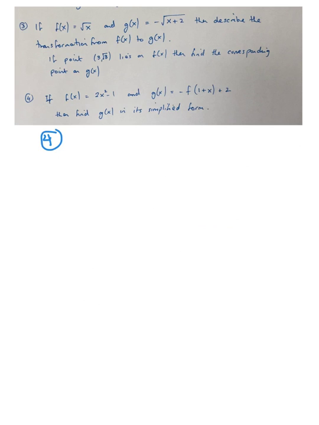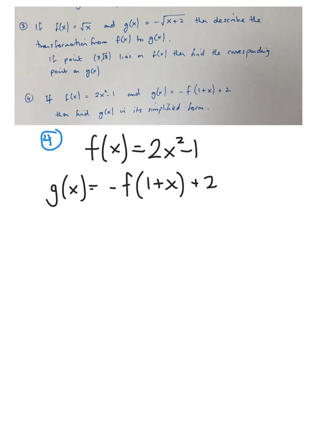We know that f of x equals 2x squared minus 1, and g of x equals negative f bracket 1 plus x, plus 2. So first of all, we need to start with this bit here, which is just finding out what this equals, so just on its own.